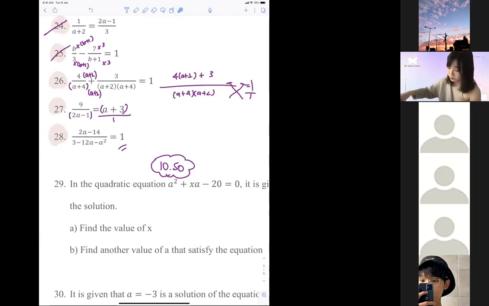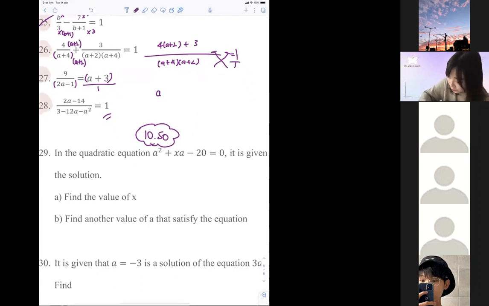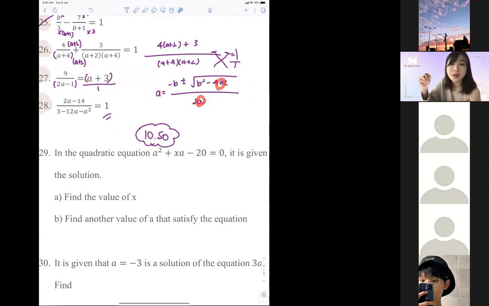I forgot about the formula. The x equals to... okay, I write down here. A equals to minus B plus minus square root B square minus 4AC over 2A. Okay, this A represents the unknown. This A represents the coefficient of A square. Okay, am I right? X? I write X. It's not very confusing.